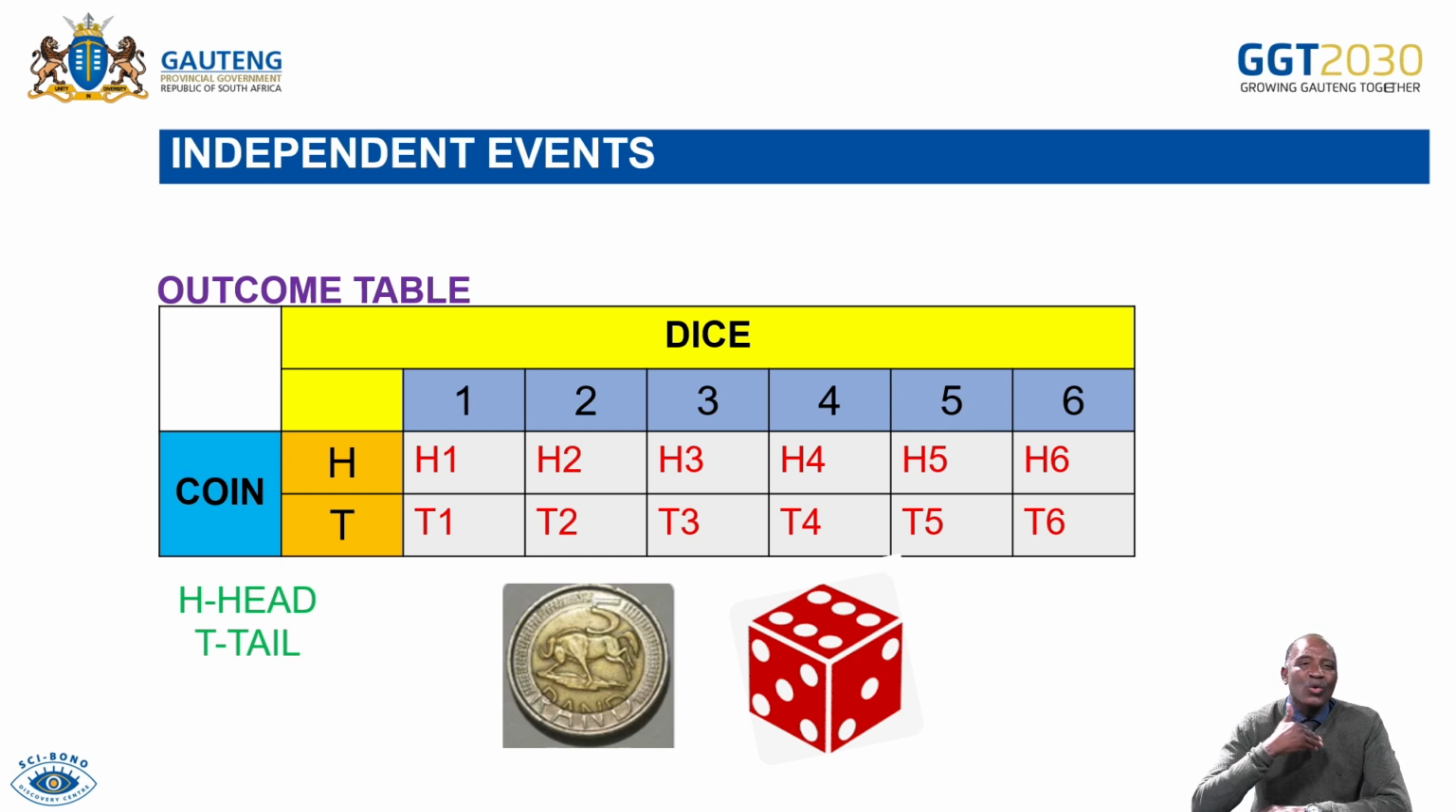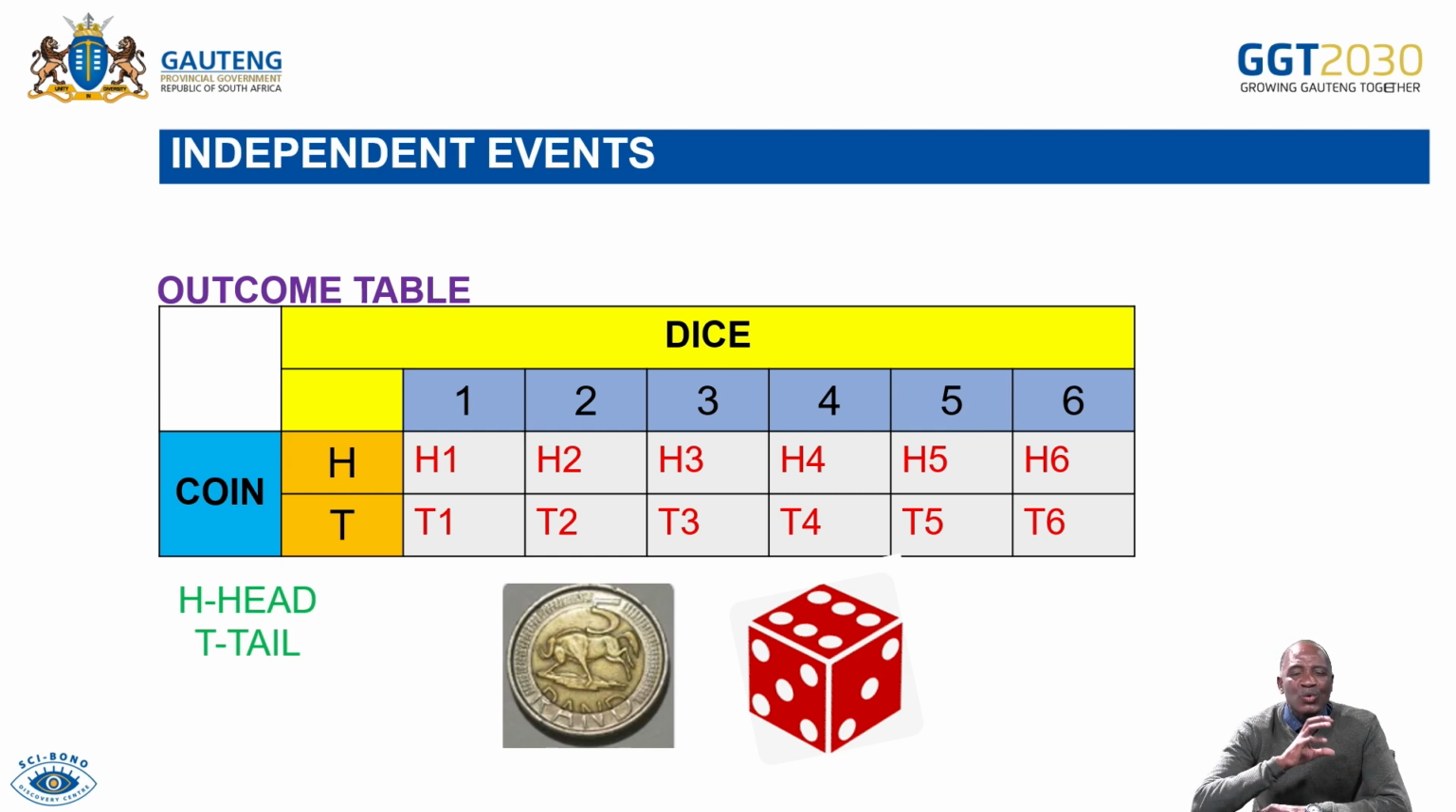Therefore, it could be a tail and a 1, a tail and a 2, a tail and a 3, a tail and a 4, a tail and a 5, or a tail and a 6. So what you see on your screen right now is called an outcome table. It is an outcome table.